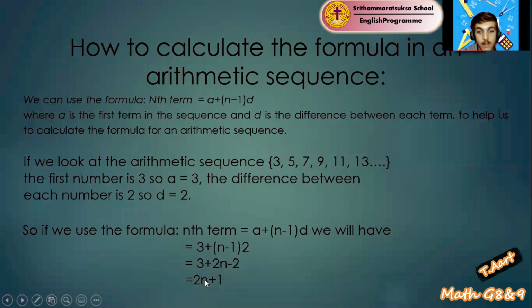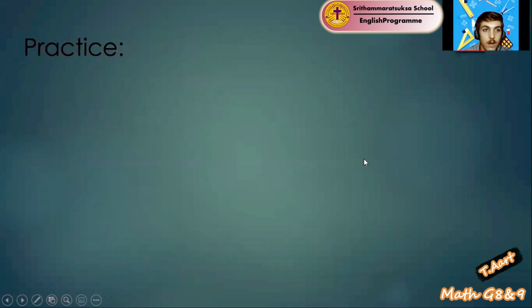And we can test that by saying 2 times 1 is 2, plus 1 is 3. So that's correct. 2 times 2 is 4, plus 1 is 5. Correct. And we'll see all the other ones are correct. Let's try 2 more.